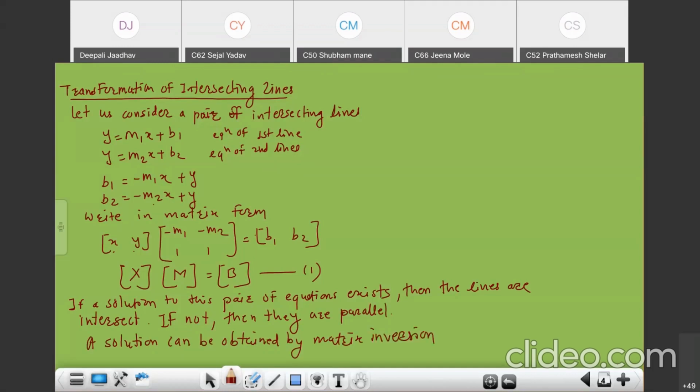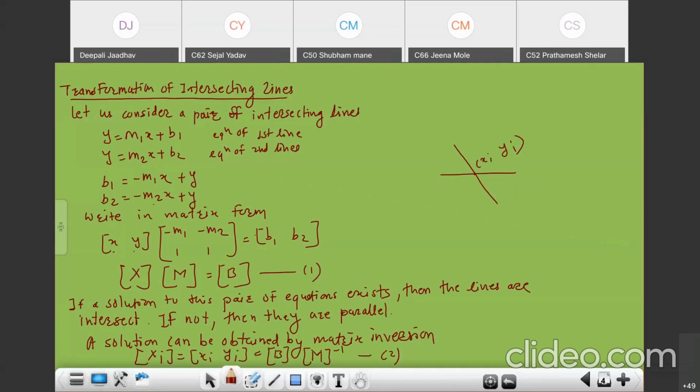A solution can be obtained by matrix inversion. Here we identify the intersection point (xi, yi). Suppose this line intersects with this line, this point we call (xi, yi). The intersection point is equal to B into M inverse. We call it equation number 2.